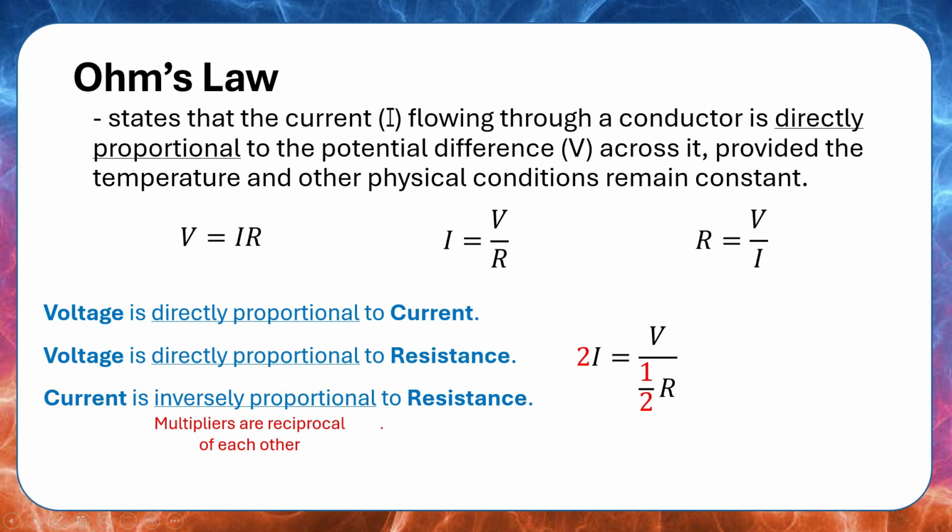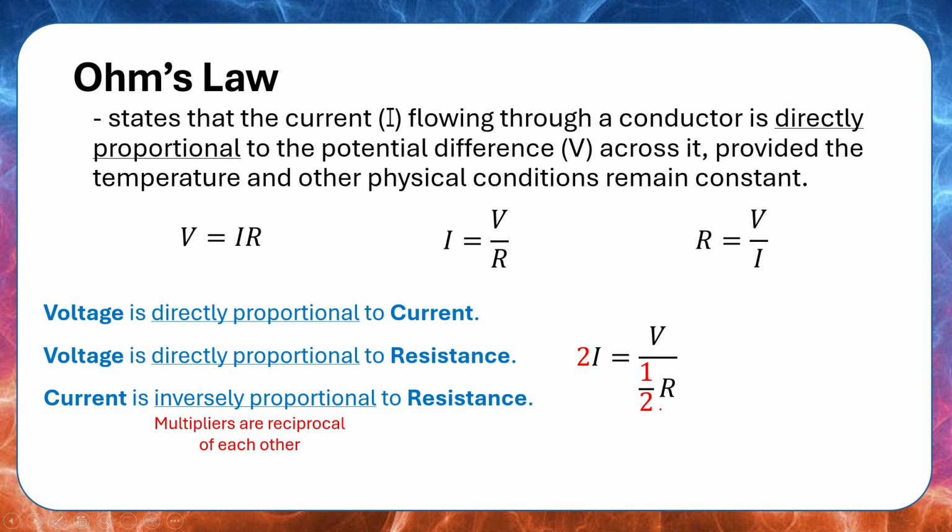But for inversely proportional, for example this one, if I make my I 2 times, twice, my R becomes 1/2. Why is it 1/2? It's because the multipliers must be reciprocal with each other. If I multiply 2, which is 2 over 1, to I, you flip that 2 over 1, it becomes 1/2, and you multiply that to the other variable. That's what we call reciprocal.